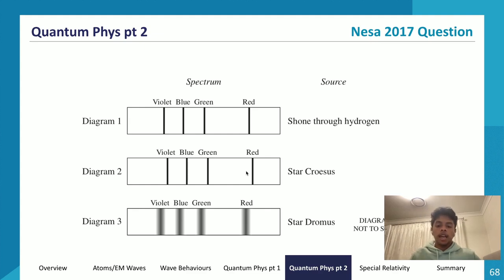Because as the light waves are coming towards us, star Croesus is moving away from us, so the wavelengths get stretched, and so it appears more on the red side of the spectrum. So we can now say that star Croesus has a different translational velocity to star Dromis, as star Croesus is moving away from us. Why does it have a different translational velocity to star Dromis? Well, if you look at star Dromis, it is slightly blue shifted, right? Because it's shifted slightly to the left end of the spectrum. So it's blue shifted, which means star Dromis is moving towards us.